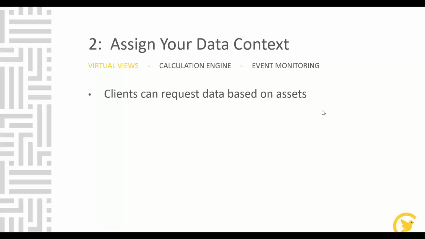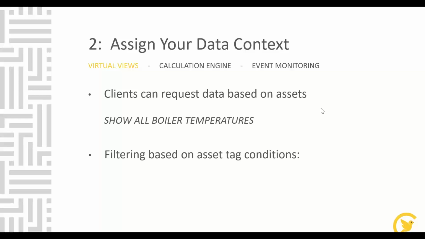So the client can make a request on the database by asset. You can show all boilers' temperature. You can filter based on asset tag condition by putting in some filtering algorithm on top. You can even put in something like show all the boilers with temperature more than 220 degrees Fahrenheit. From here, you can see the context. You can add as many conditions as you need for the tool to filter and see in a different environment. So that's how you build the filtering process on your asset models.